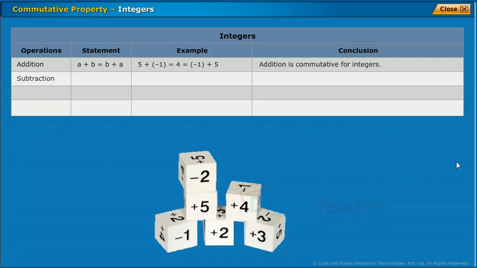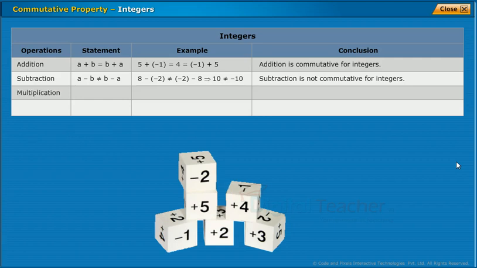Under subtraction, it states that the change in the order of two integers changes the result when subtracted. For example, 8 minus of minus 2 is not equal to minus 2 minus 8. It concludes that subtraction is not commutative for integers.